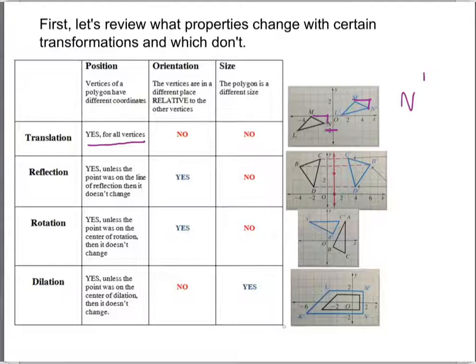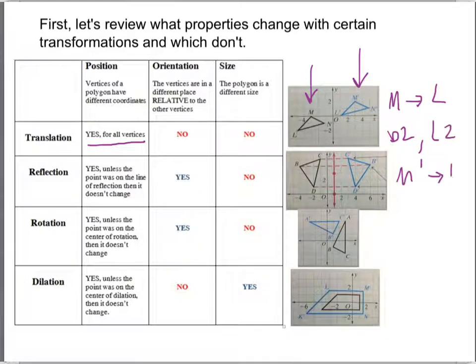So if I can use the same description to get from one vertex to the other in the original figure and in the new figure, then the orientation hasn't changed. So if I'm going from M to L, I would go down 2 and left 2 in the original figure, and from M prime to L prime, the same thing would happen, down 2, left 2. Okay, so the orientation of this has not changed. And the size in a translation does not change.